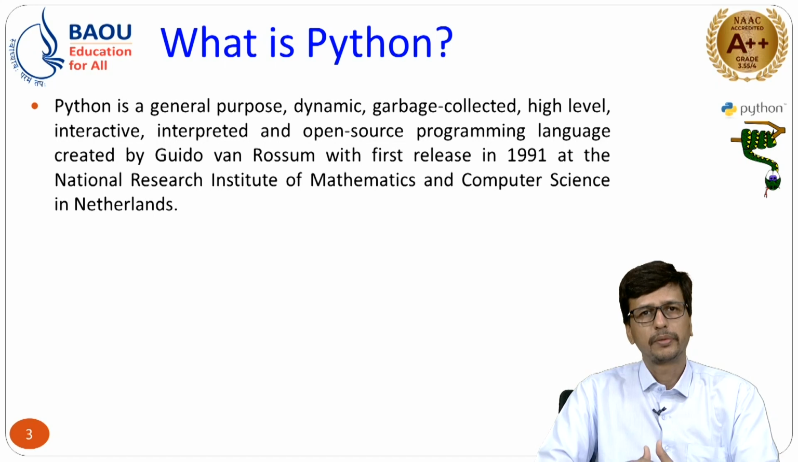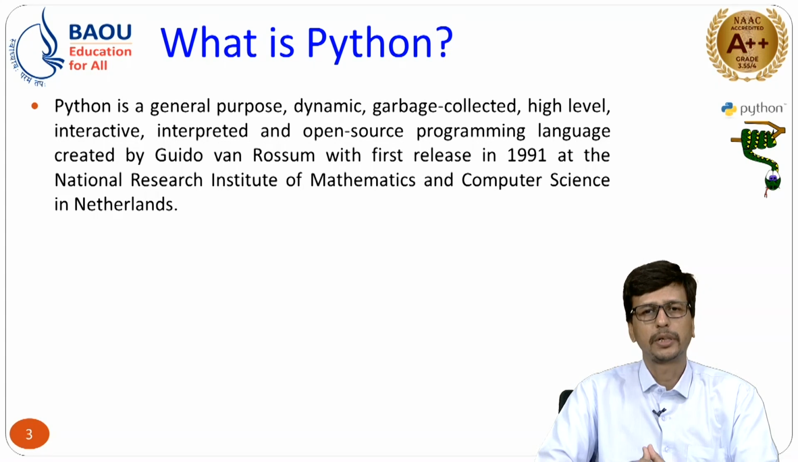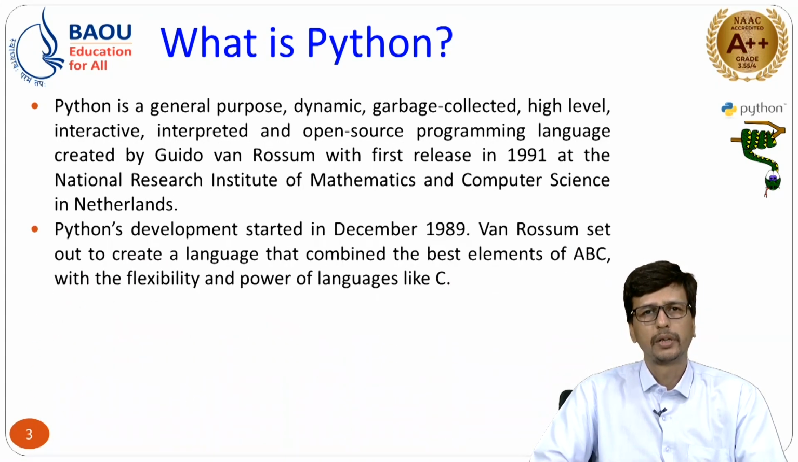The invention was made by Guido van Rossum, who invented the Python programming language at the National Research Institute of Mathematics and Computer Science in the Netherlands. Right? So this is the brief about the Python programming language. Now actually the development was started in 1989.